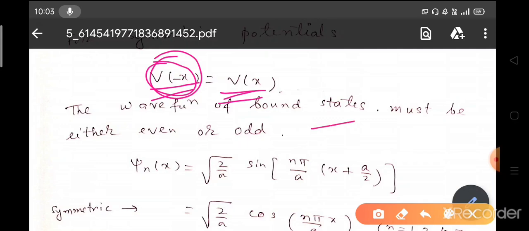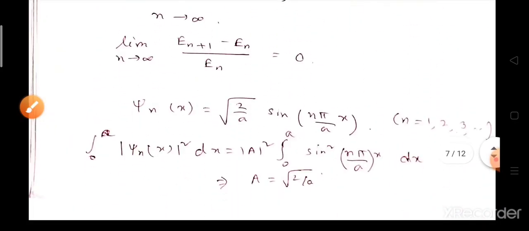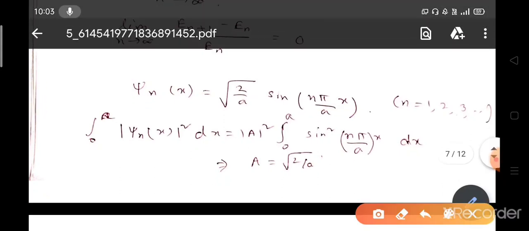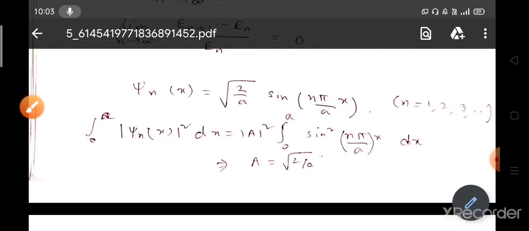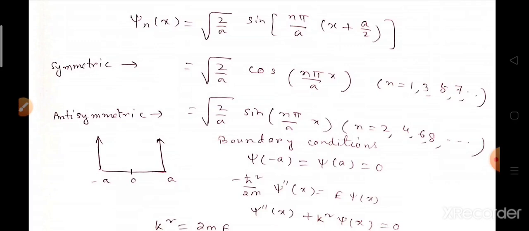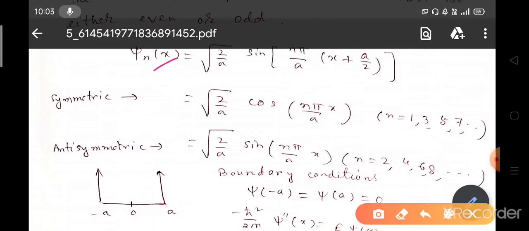The wave function is also a bound state, and there can be even or odd. In this case only sine values, that is, the function root over 2 by a sine n pi x by a, where n can take values 1, 2, 3, etc. But here there will be a change in the wave function, and it can be both sine and cosine depending upon the n value.